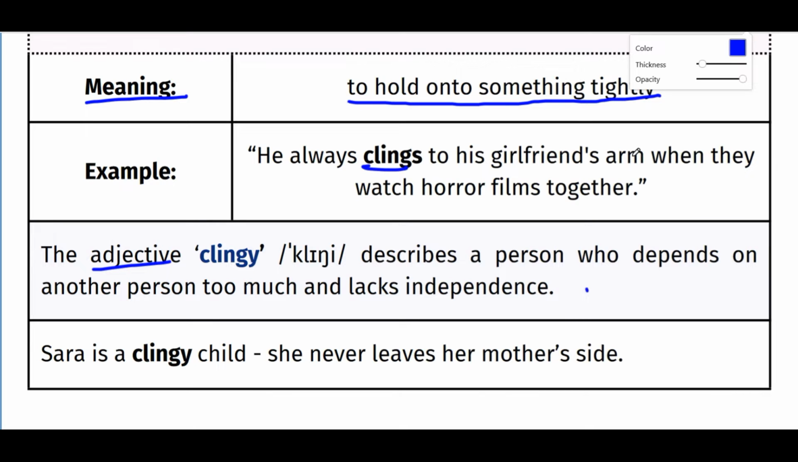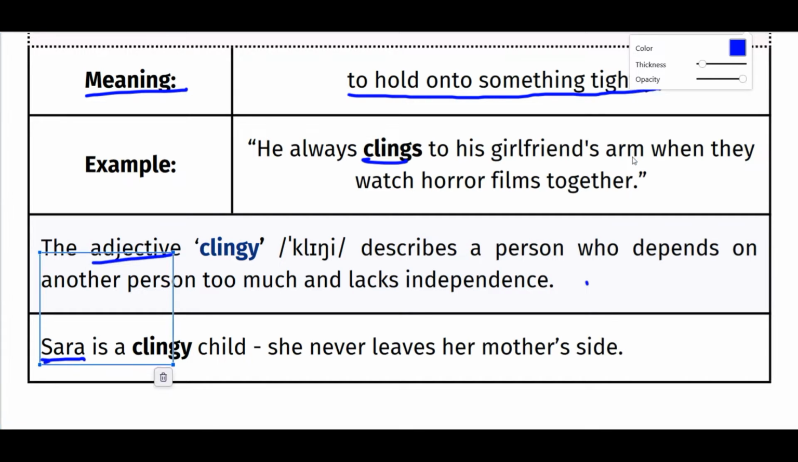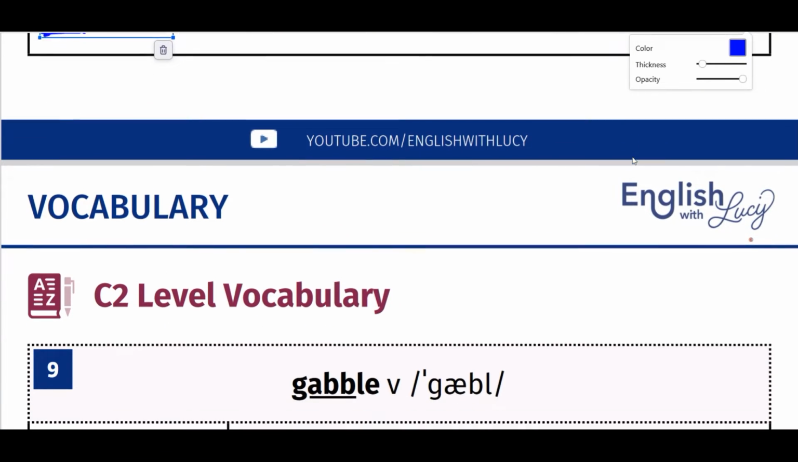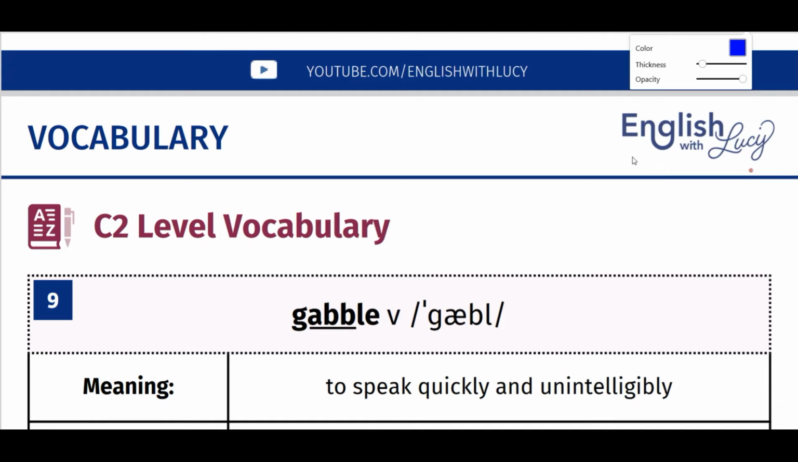For example, we have Sarah is a clingy child. She never leaves her mother's side, which means that wherever her mother is, so is Sarah. So you can add on to your vocabulary bank, clingy. So let's move on to number 3, which is number 9. So number 3 is coming from the C level vocabulary.